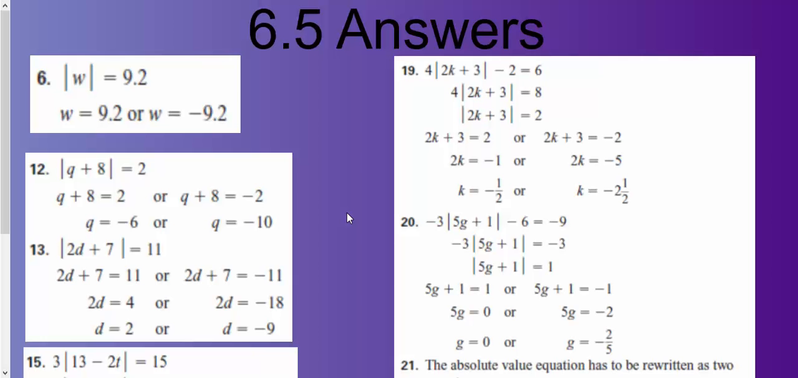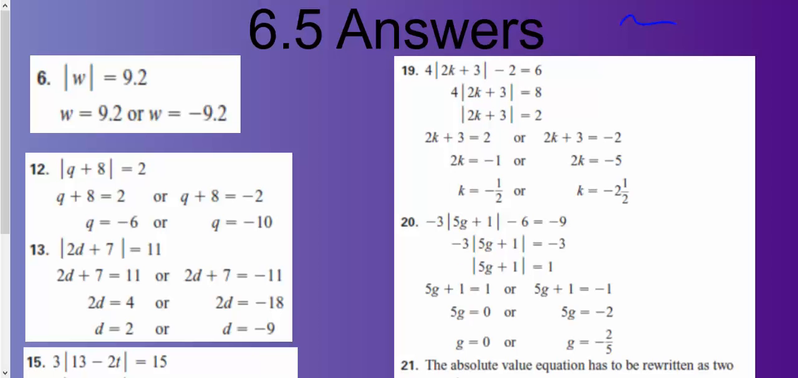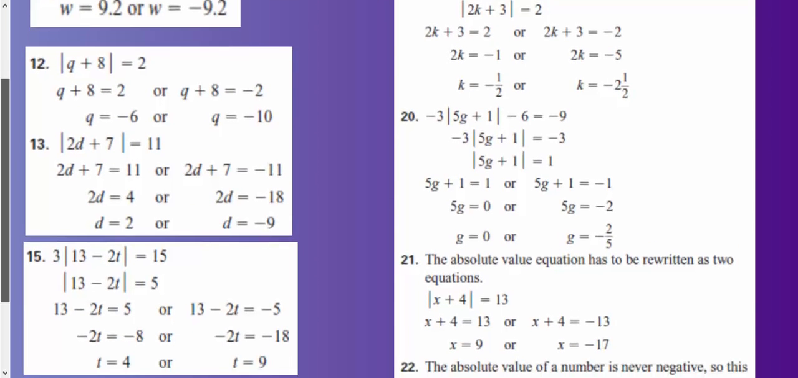Hello and welcome to a little extension called graphing absolute value equations. So yesterday we solved absolute value equations. Today we're going to graph them.